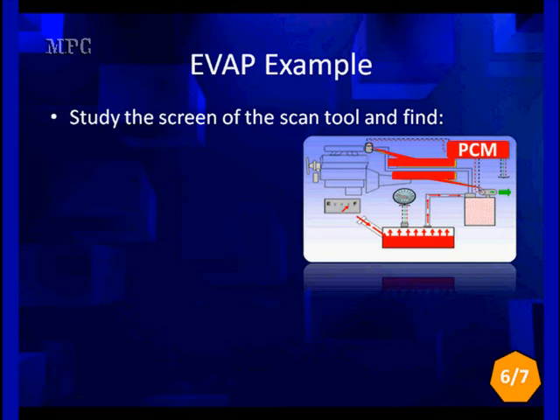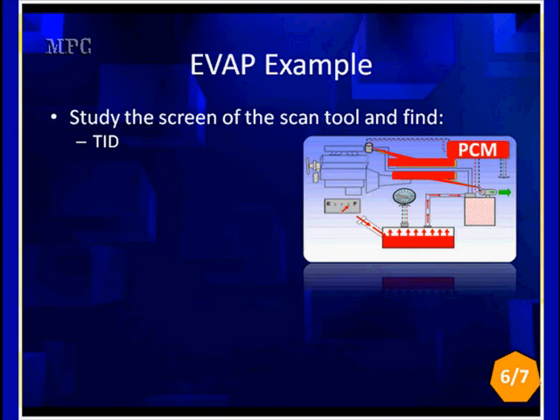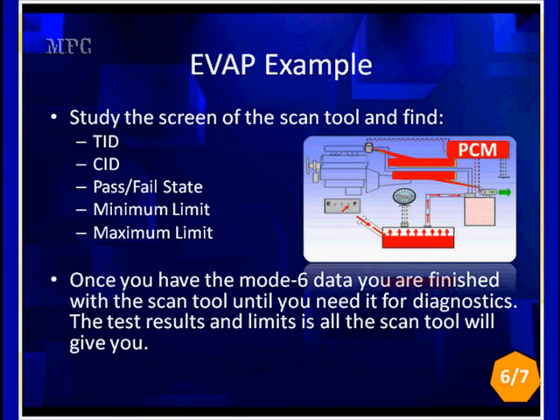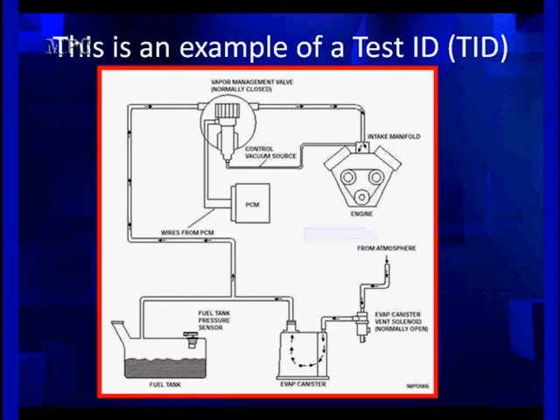Let's talk about how things are going to work. We're going to study the screen of the scan tool to find out what's going on. What's the TID? What's the SID? Did it pass or fail? What's the maximum? What's the minimum limit? Those values give us a lot of data. Once you have the Mode 6 data, you're finished with the scan tool until you need it for diagnostics. The test results and the limits in the scan tool are going to tell you exactly how the system is performing. Now, this is an example of a test ID.